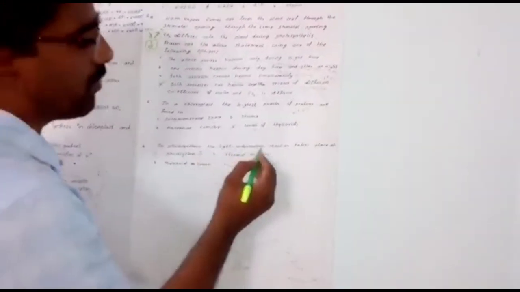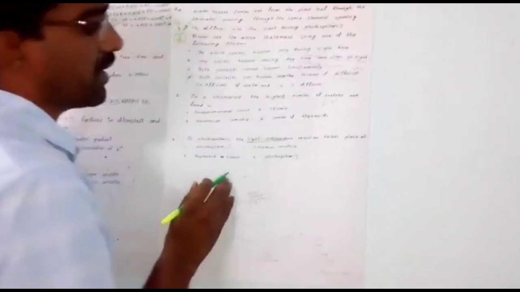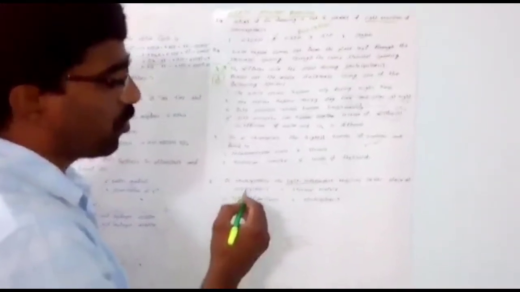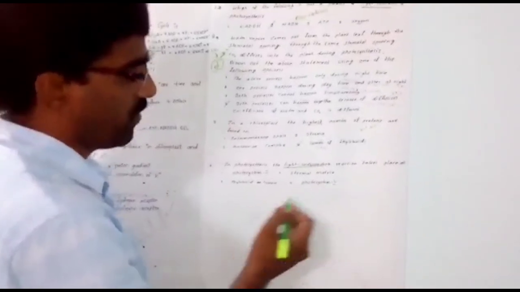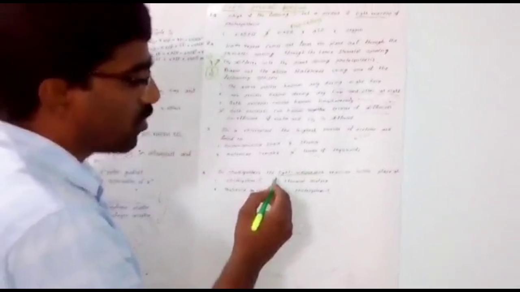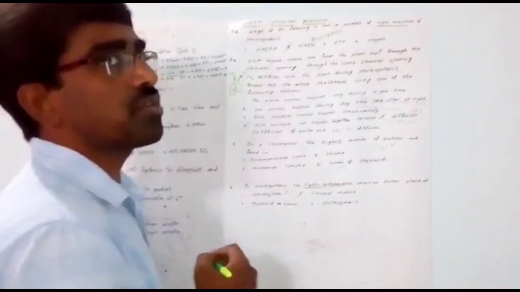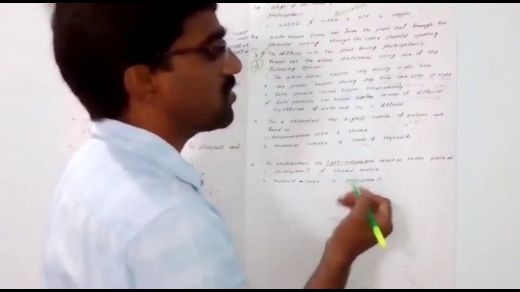Question number 4: in photosynthesis, the light independent reaction takes place where? What is meant by light independent? Dark reaction. Light dependent means light reaction, light independent means dark reaction. So the dark reaction takes place in photosystem 2, stromal matrix, thylakoid lumen, or photosystem 1? Photosystem 1 and photosystem 2 come under the light reaction. Here the stromal matrix is the answer. In the stromal matrix, the light independent reaction takes place because there is no need of chlorophyll molecules. The stromal matrix is a site for the light independent reaction.